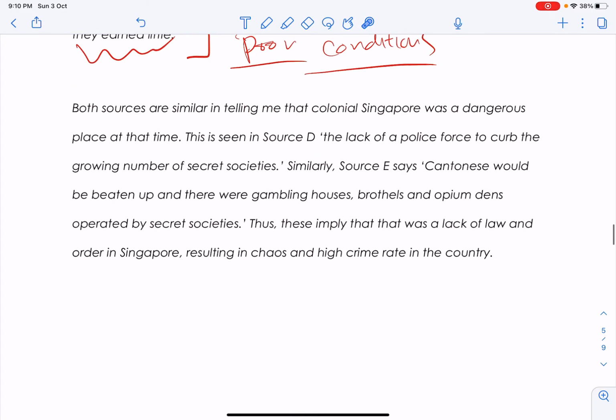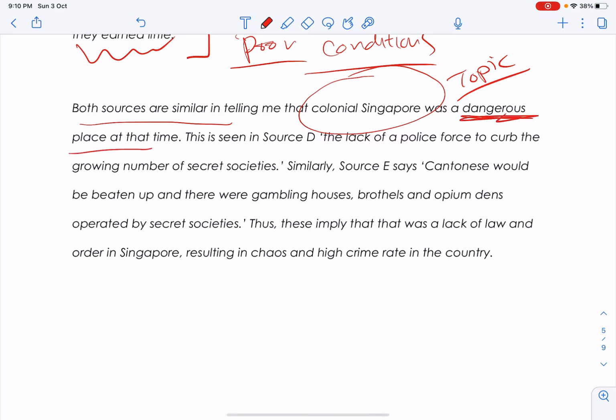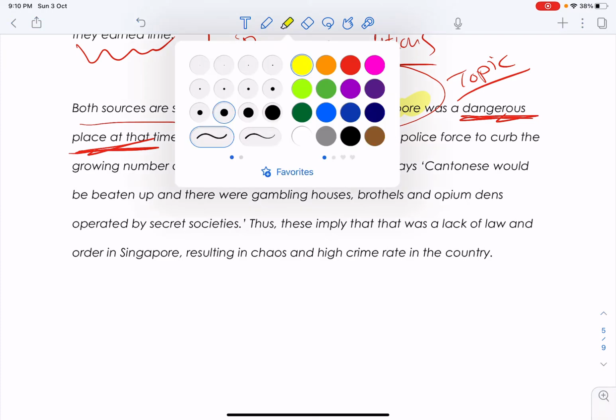For your similarity paragraph, it's a bit more straightforward. Again, ATQ: both sources are similar. After that, tell me what is the thing you're talking about. In this case, you're talking about colonial Singapore. That is your main topic, right? So what is your common inference about colonial Singapore? Well, it was a dangerous place. So both have the same inferences about this common topic, colonial Singapore, in that it was in fact dangerous.